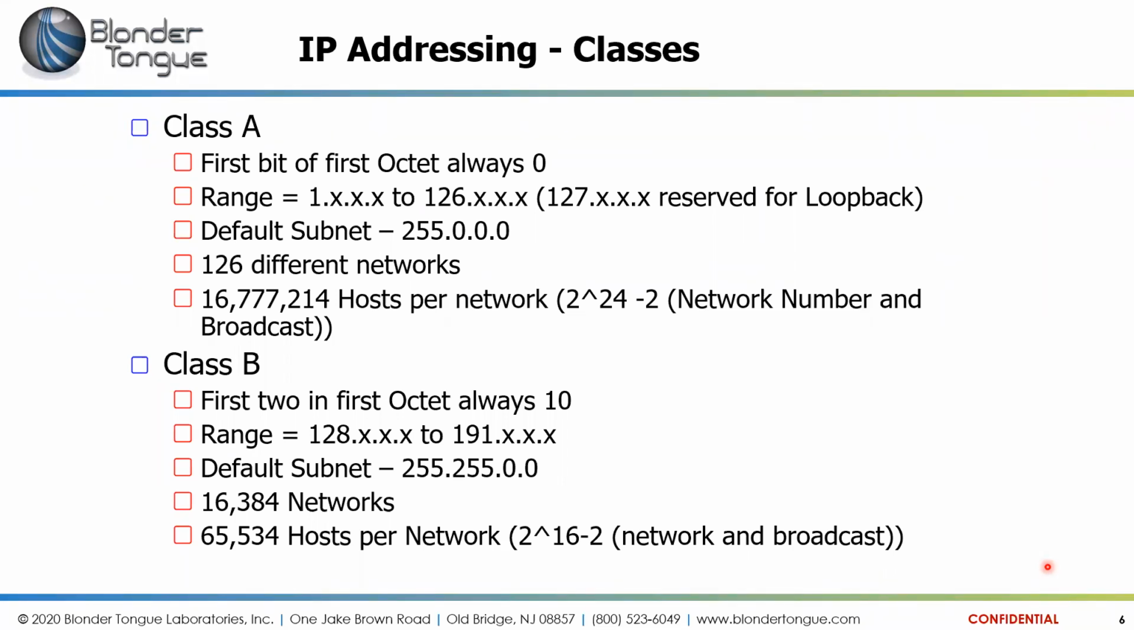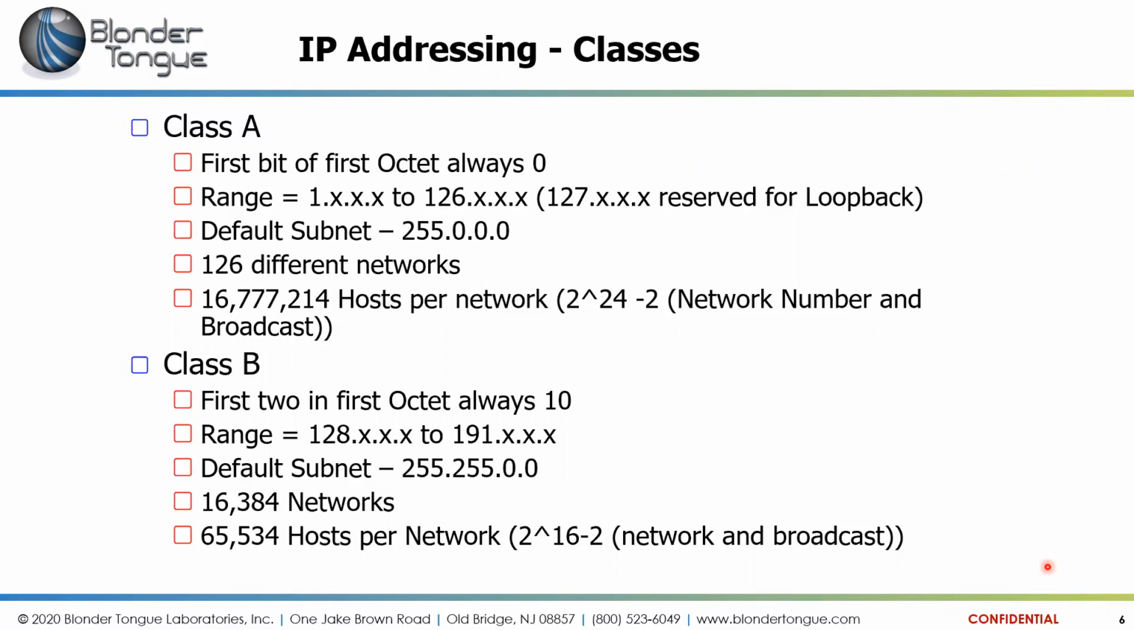So the range is from 1.x.x.x to 126.x.x.x. 127, the whole 127 address range is reserved for a loopback address. The default subnet for Class A is 255.0.0.0, which gives us 126 different available networks in that range, okay, from 1 to 126. Each of these Class A networks has 16.7 million hosts available per network.